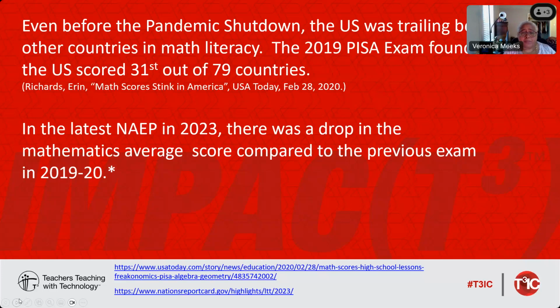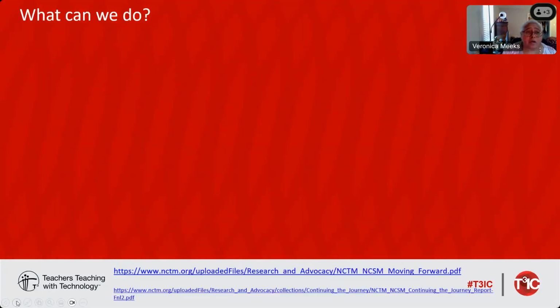I don't know if you went to our main speaker, Dr. Gray. He was talking about indigenous populations. When you look at this data with the Nation's Report Card link on the bottom, what you'll see is that one of the groups most hard hit by all of this was the Native American population.